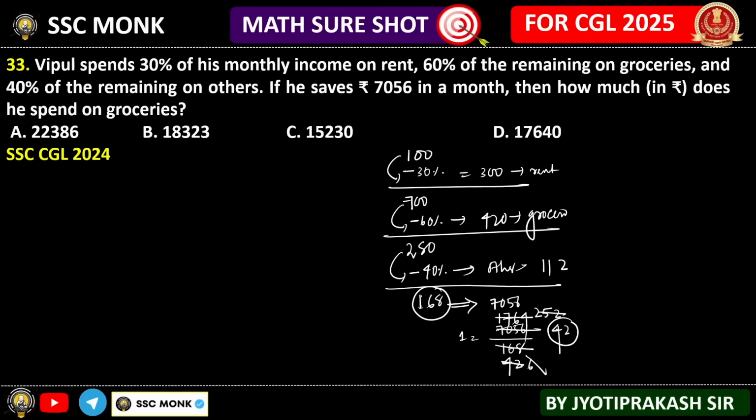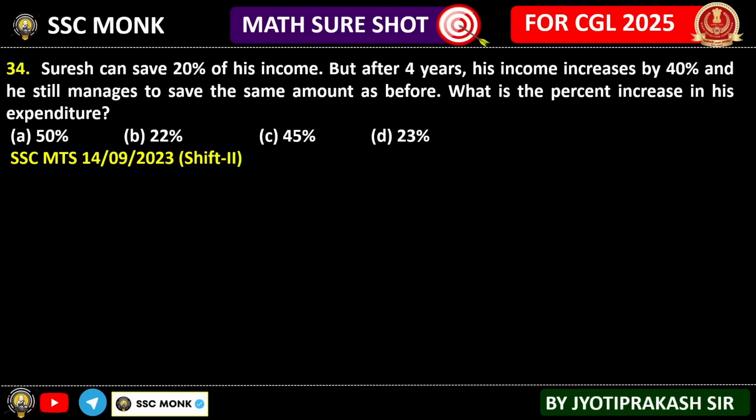If each part is 42, how much is spent on groceries? 420 into 42, that is equal to 17640. That means option 17640 is the right answer, because the last two digits are 4 and 0. Clear? Sorted? Next.